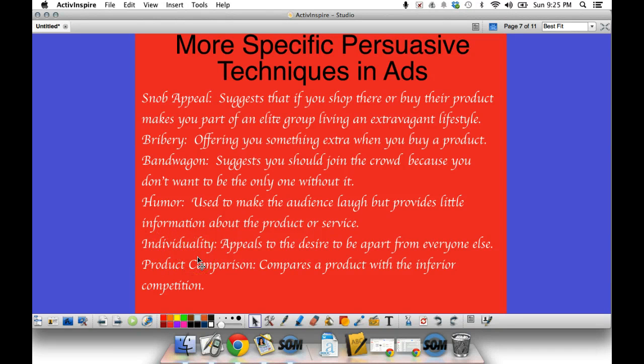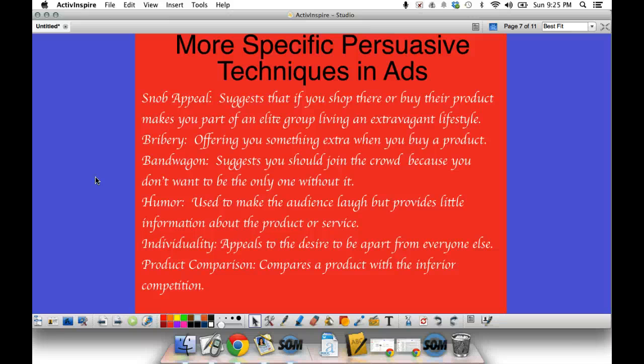Individuality. This appeals to the desire to be apart from everyone else. So it's the exact opposite of bandwagon. I don't want to be one in the pack. I want to be on my own, so buy this product. That's individuality.